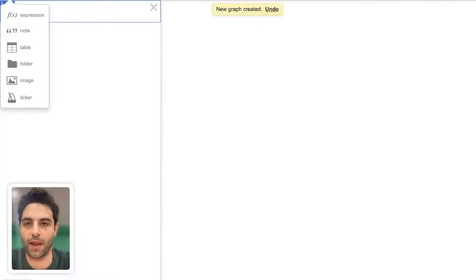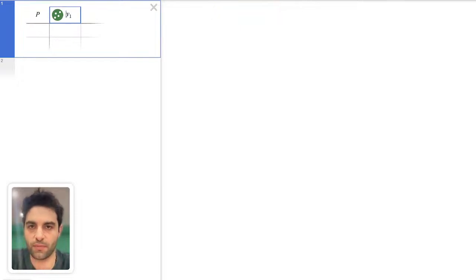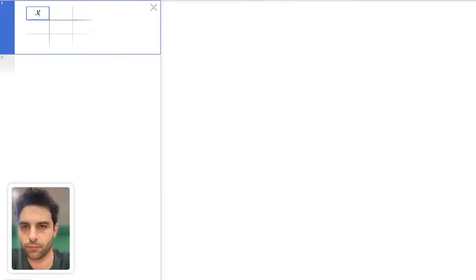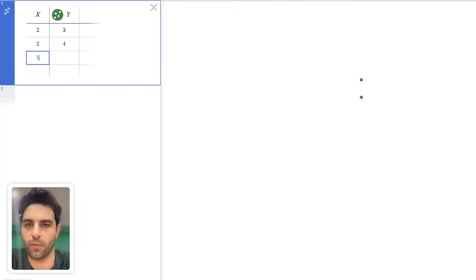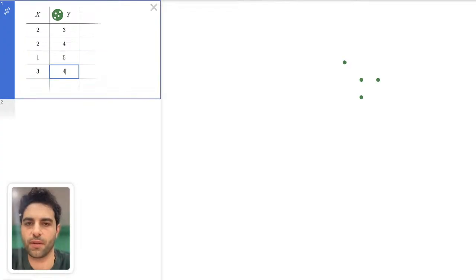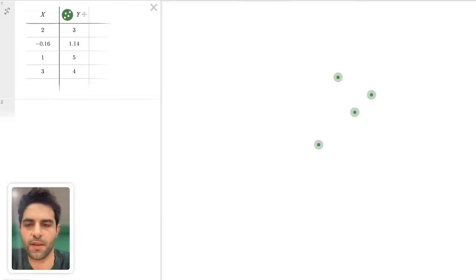Right, so I'm going to be a bit lazy here because it's going to get really ugly. So I'm going to go ahead and add in a table. I'm going to call it P, because I want to be able to graph them all, right? So X, Y. Then I'm going to do 2, 3, 2, 4, 1, 5. I'm going to need 3 control points, right? 3, 4. So I want to be able to drag these around. Yep, and you can see that.